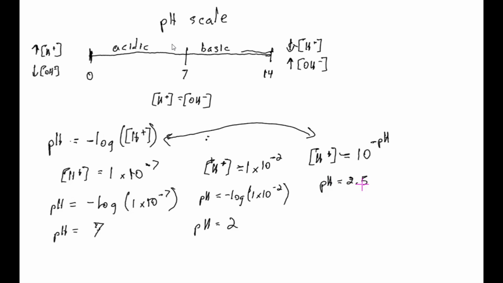So if I wanted to know the hydrogen concentration of orange juice, then I would say, okay, H plus equals 10 to the negative 2.5. You're going to want to plug that into your calculator. And what I'm getting here for the concentration of hydrogen ions is 3.1 times 10 to the negative 3.